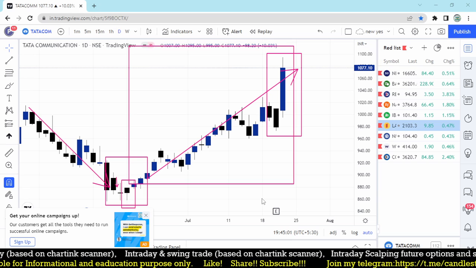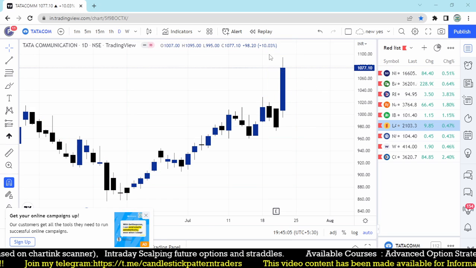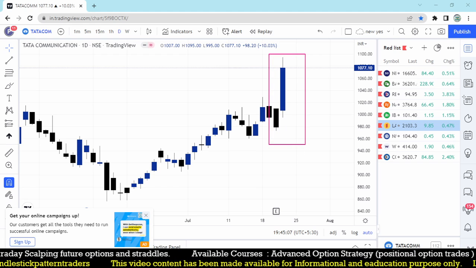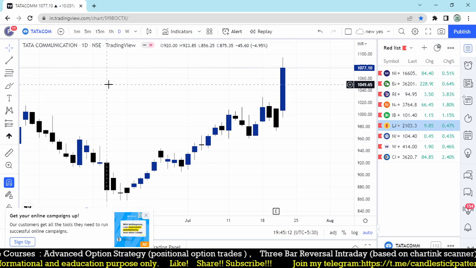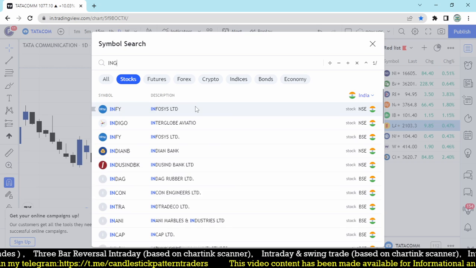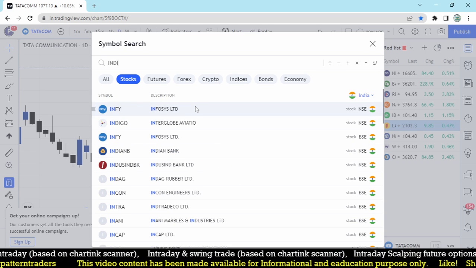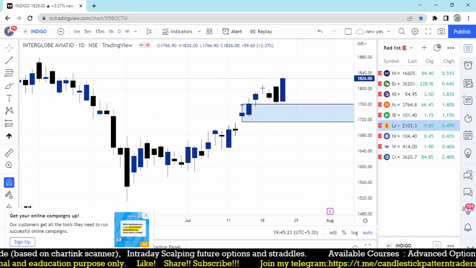But I told you I'm going to share the stocks which form a 3-bar pattern, but it is not good for our trade. I found some stocks. One is Tata Communications, previously we saw Siemens, and also Indigo, InterGlobe Aviation. That is also another 3-bar reversal pattern.